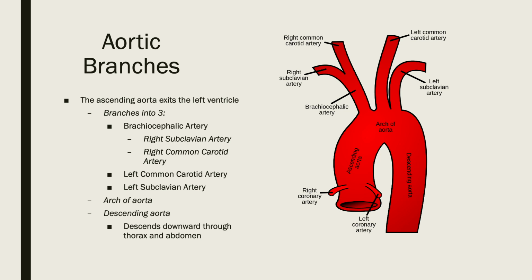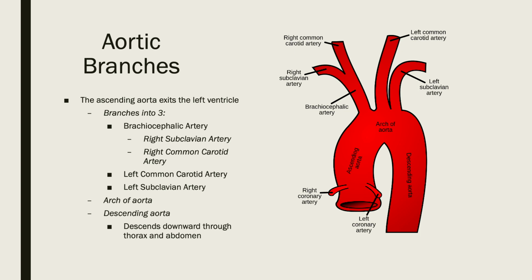Okay, so the brachiocephalic actually splits into the right subclavian and right common carotid. Okay, so the brachiocephalic supplies the right side of the body. The right subclavian means right below clavicle. So it's going to supply the arm and it's going to run below the clavicle on the right side.